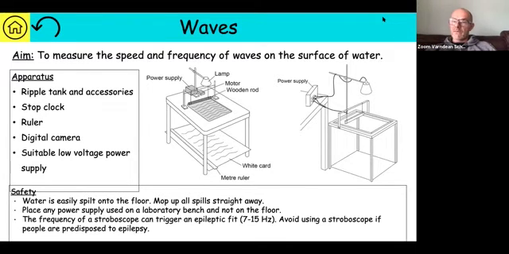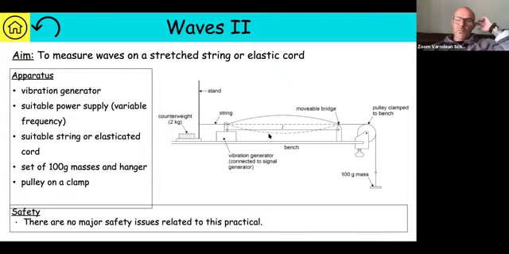We can work out wavelength by freezing the picture and quite literally measuring it off the picture. And we could measure the speed by timing how long a wave took to go, or we could use our wave equation that we used in another lesson. There is another part to this where we look at stretched string or elastic cord and we set up a standing wave. I don't want to talk about that today.